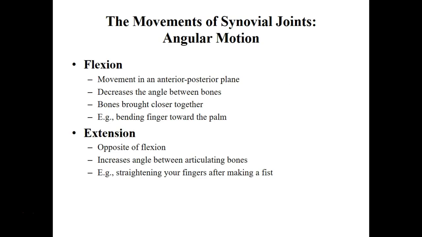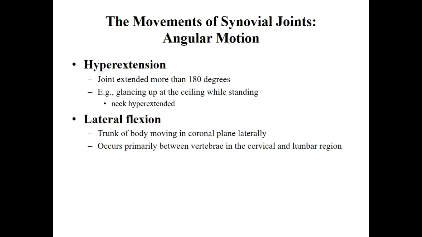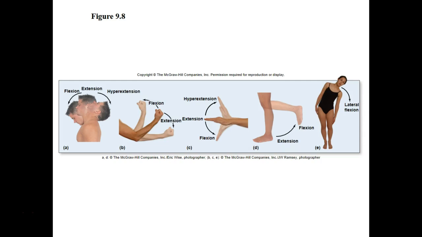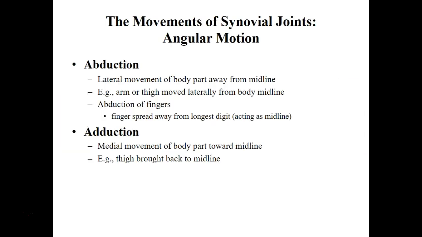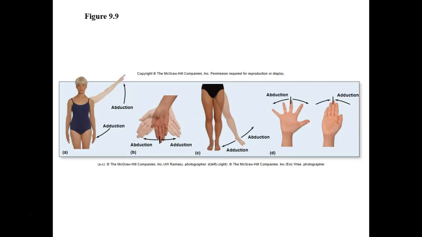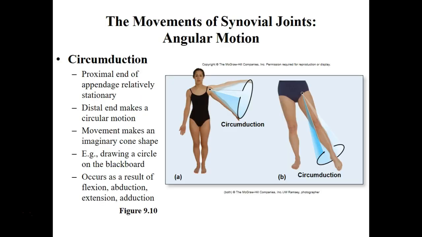I've already talked about these. I'll let you read these on your own. There you can see flexion, extension, hyperextension, lateral flexion, abduction, adduction. There you're seeing adduction and abduction, of the arm, of the leg, of the hand, of the fingers, and of all of those as well. And then circumduction. Here you can see circumduction.